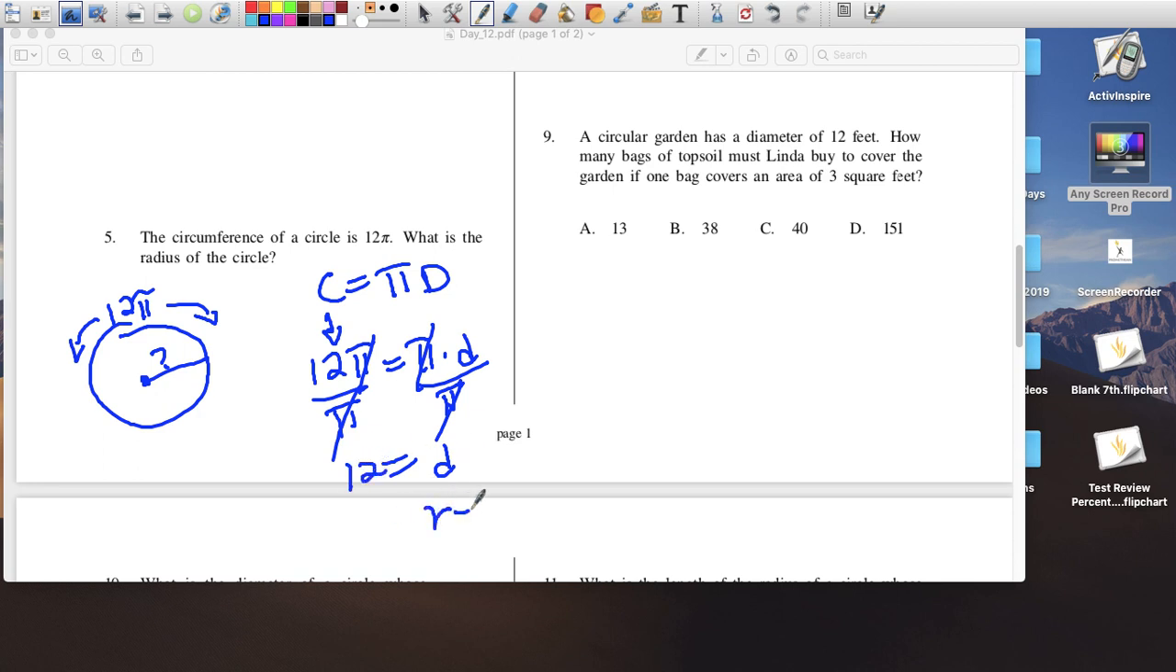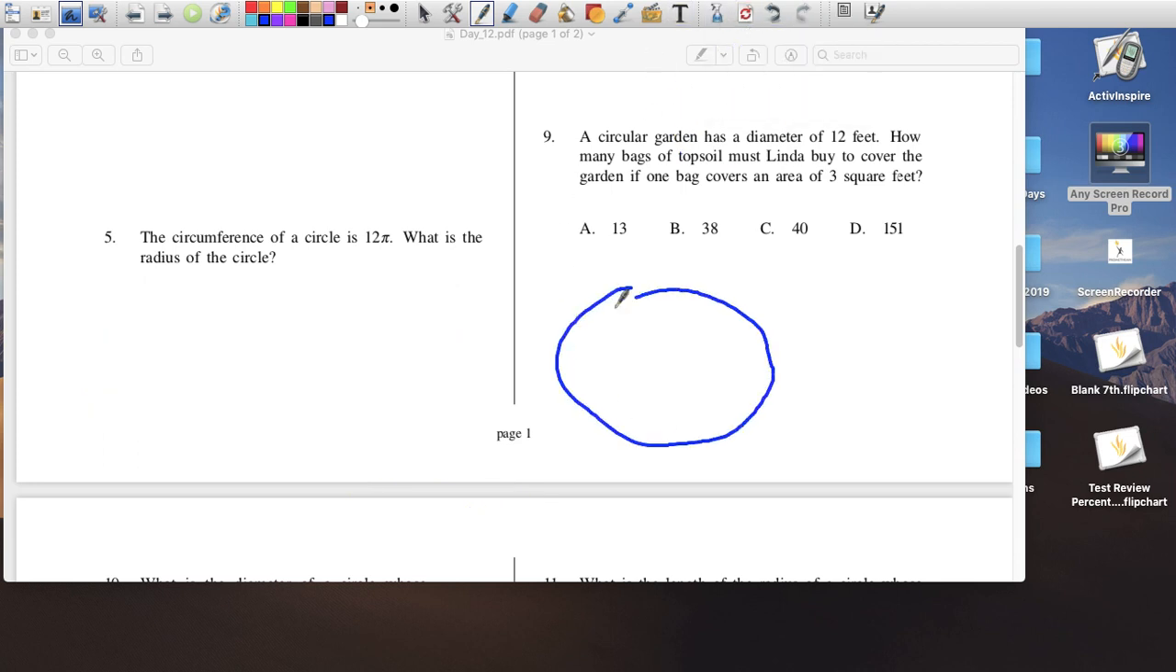So if the diameter is 12, the radius, which is half, right? So the diameter, this whole line, is 12. If that whole line is 12, half of it is 6. So that's my answer.